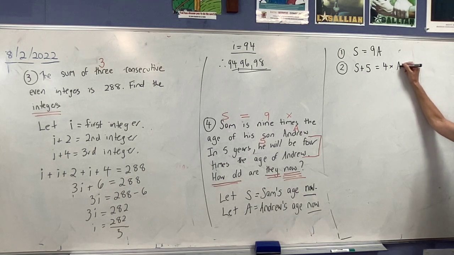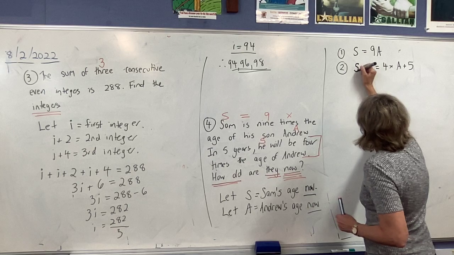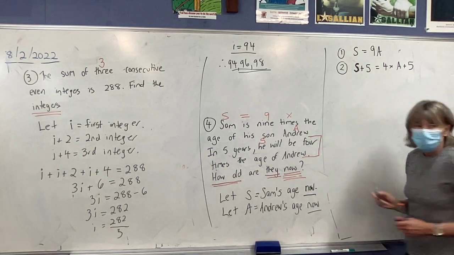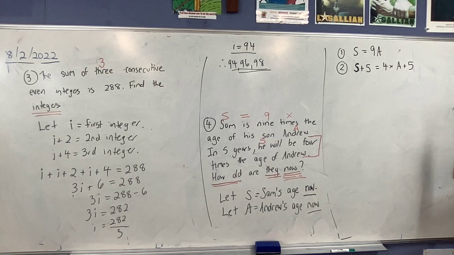Almost perfect. Still something wrong though. Who can tell me what needs to be fixed? The 5 plus 5 doesn't need to be there. No, it does, because remember they're both aging. Oh, that's an S. My S's look like 5s, don't they? We're adding 5 to Sam's age and 5 to Andrew's age, but there's something wrong with what I've written. You have to put the brackets around A plus 5.